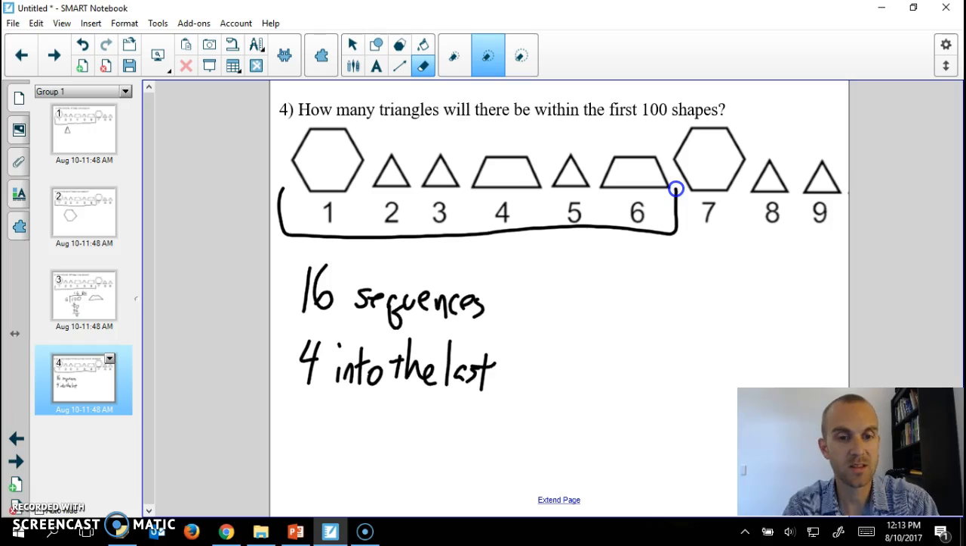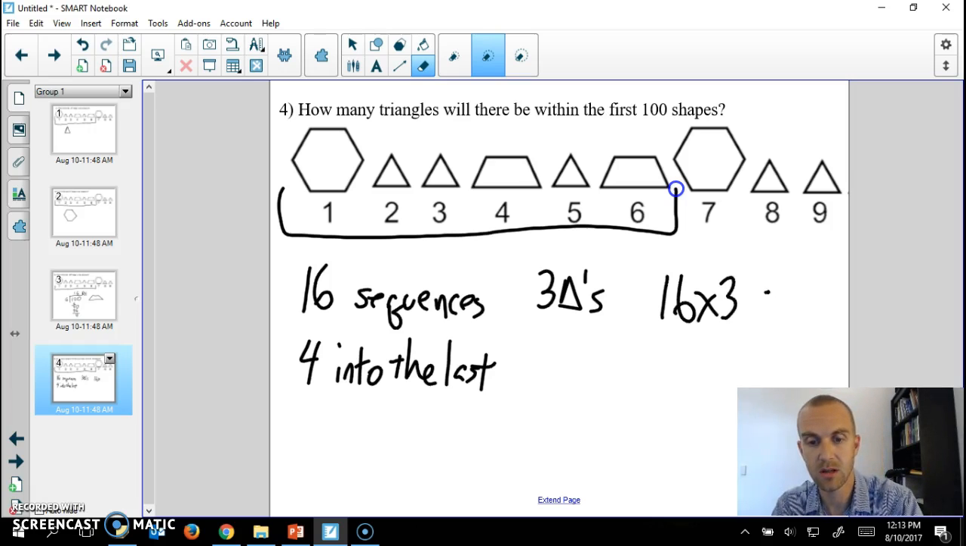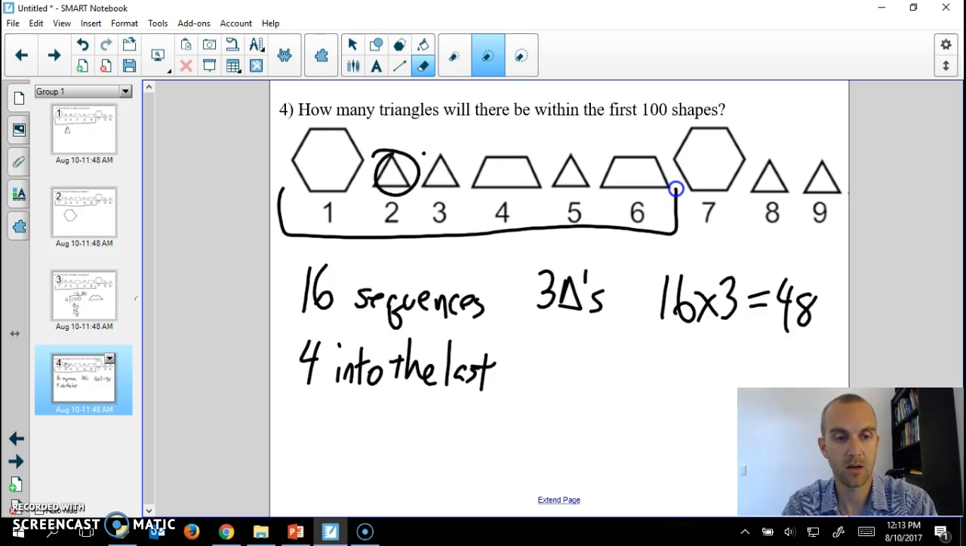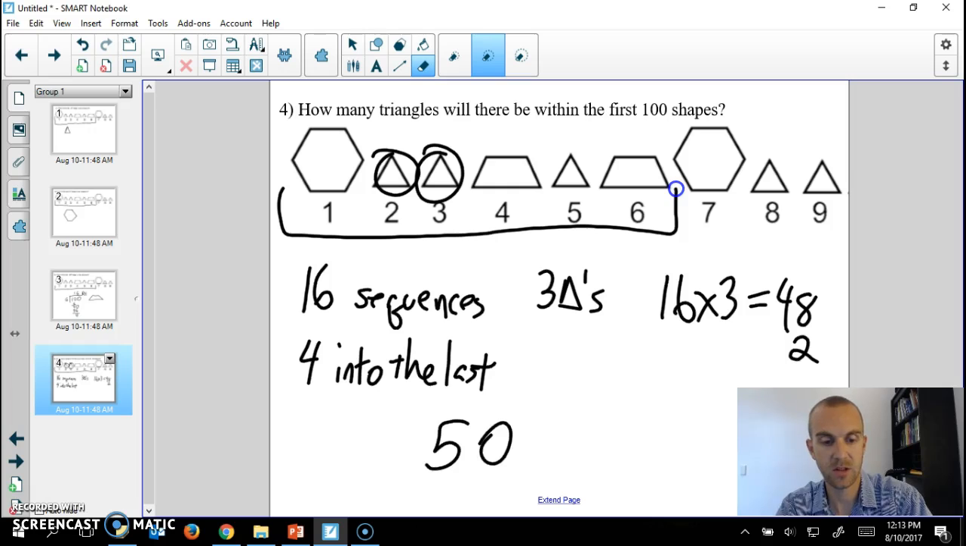So if I think about what's in a sequence, there's 3 triangles in one sequence. So 16 times 3 is 48 triangles in the first 16 sequences. Now I'll look at just those last 4 objects and I can say, well, in the last 4 that I have, which goes just 1 through 4, I have 2 more triangles in those first 4. So 48 and 2 means that I have 50 triangles in the first 100 shapes.